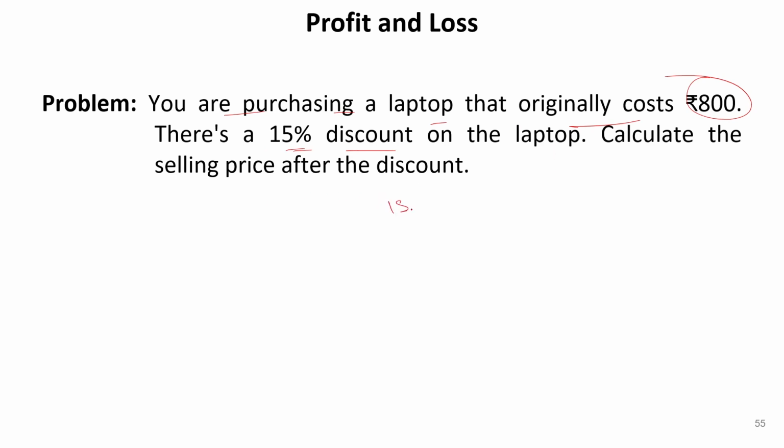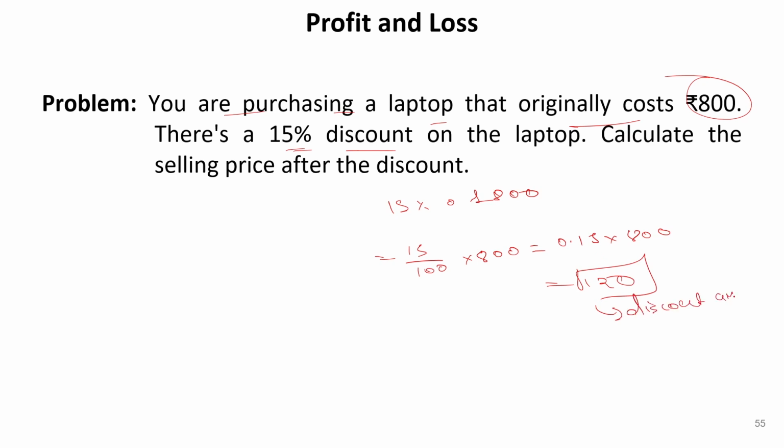So 15% of 800 is equal to 15 by 100 into 800. This is equal to 0.15 into 800, which will be 120. So 120 will be the discount amount. So the final selling price is equal to the actual amount, that is 800, minus the discount amount 120. So this is equal to 680, right? So 680 is the correct answer.